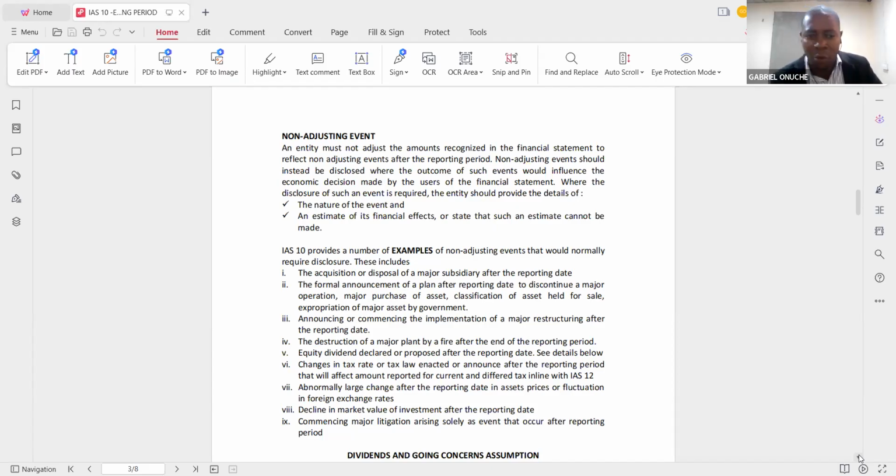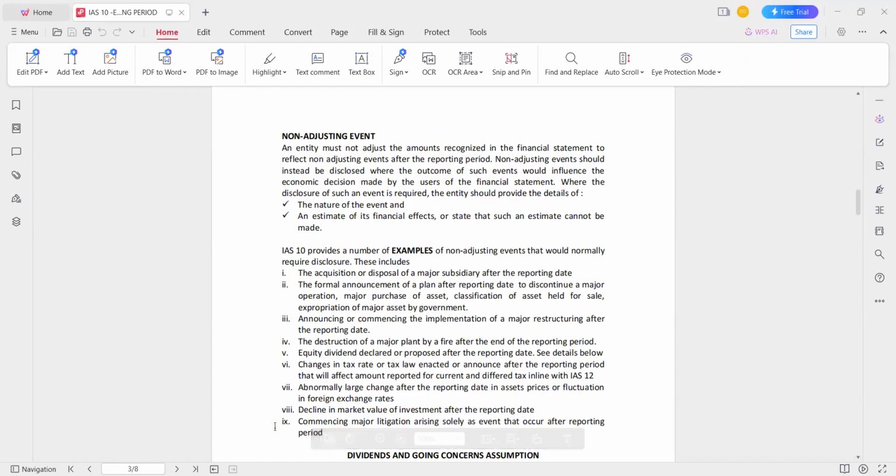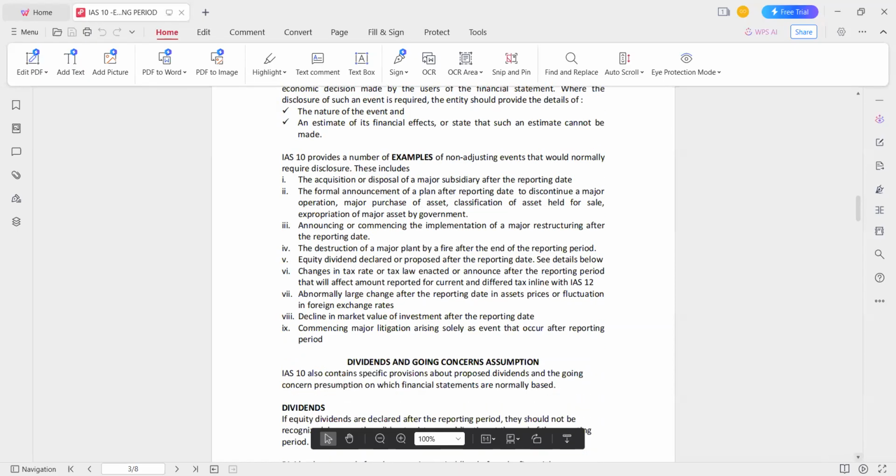And the standard says, where disclosure is to be made, certain things must be disclosed alongside, which is the nature of the event. What is the nature of the event? Disclose. Two, give an estimate of the financial effect or impact of that event. And where an entity has not determined the financial impact, then the reason should also be disclosed. If you cannot determine the financial impact, then also state the reason why such an estimate cannot be made. Now, let's look at examples of non-adjusting events.